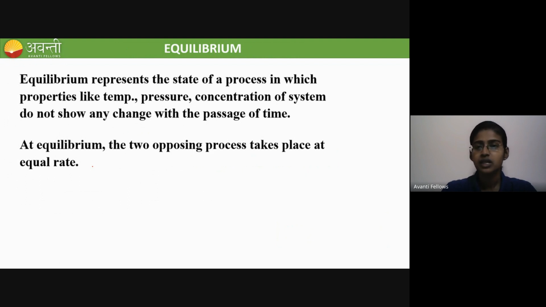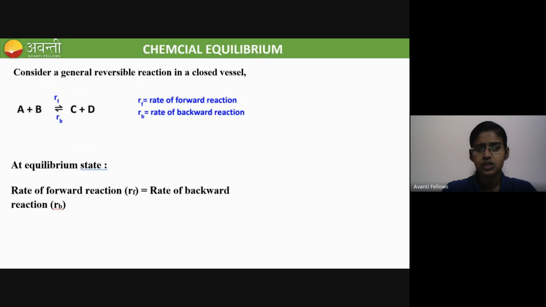Now coming to chemical equilibrium. Let us consider a general reversible reaction occurring in a closed vessel. A and B are the reactants and C and D are the products, so A and B give C and D. The rate of the forward reaction is represented by RF, and for the backward reaction it is represented by RB. At the equilibrium state, as I have already told you, the rate of the forward reaction will be equal to the rate of the reverse reaction. RF is equal to RB.